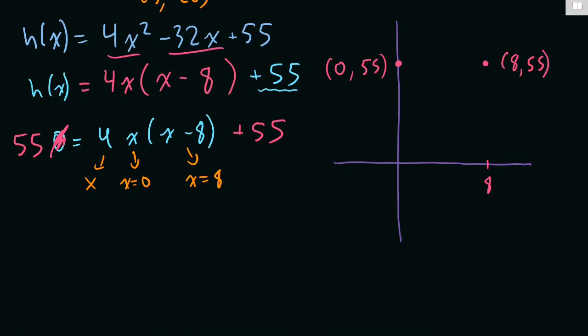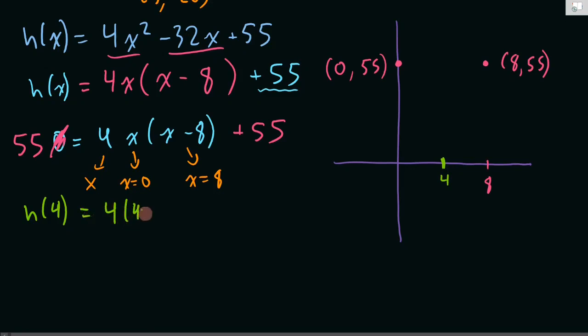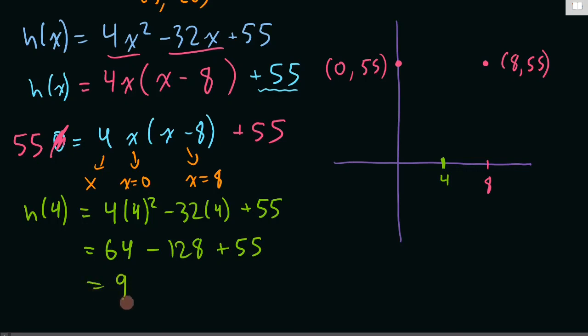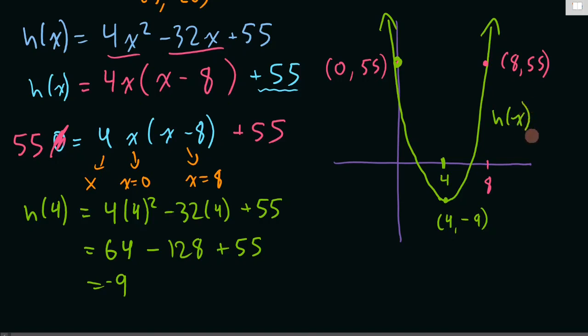And as we've seen right back in our first example, we can then figure out our vertex is exactly halfway between those two. So let's figure out h of 4 to find the y value of our vertex. So h of 4 is going to be 4 times 4 squared minus 32 times 4 plus 55. Now if we work this out, that's 64 minus 128. So 64 minus 128 is negative 64. Negative 64 plus 55 is negative 9. So there's our point here at 4 comma negative 9. Connect that into a nice smooth parabola. Let's pretend I went through the y-axis there. And there you have your h of x.